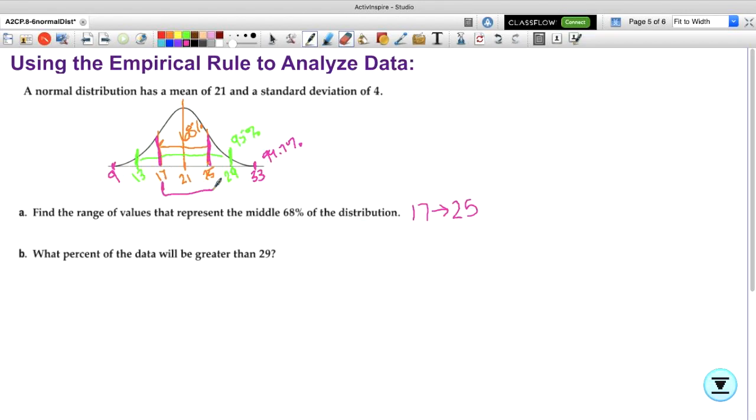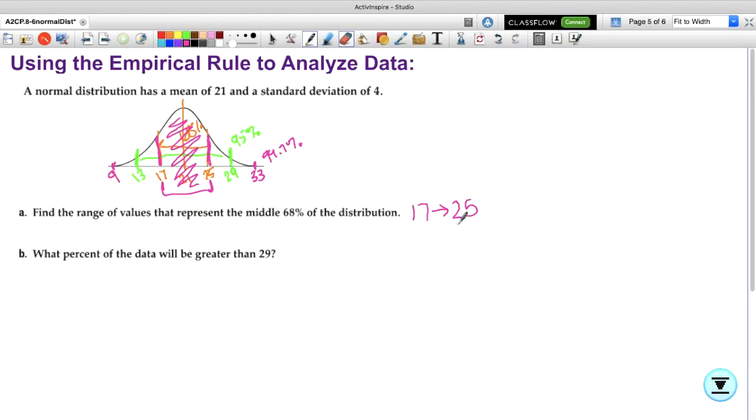17 to 25 is going to give me 68% of that curve. And that's the range of values, okay? So that's interesting. If you want to get a little bit more than half of your people, the middle half, the most popular, your highest bars, you would look for the data that was from 17 to 25, okay?